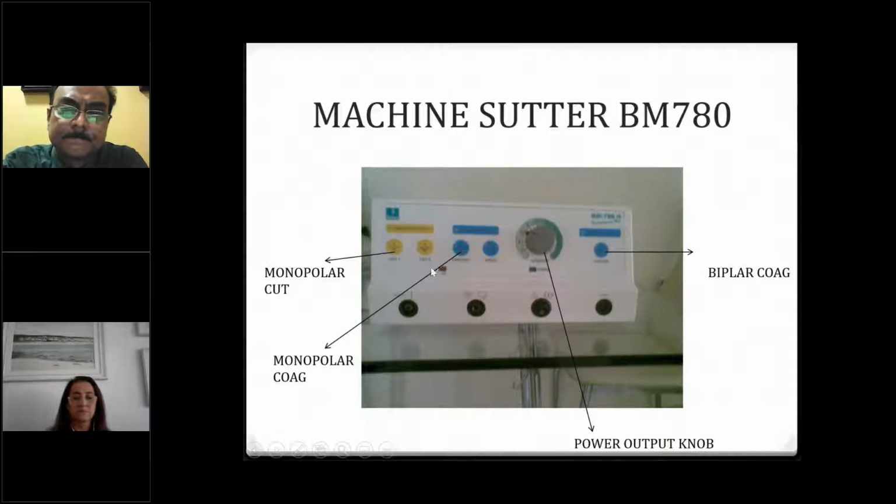The cutting modes and coagulation modes have their own functions with precision, and we will not go into much discussion of that. This is the on-off switch, which needs to be switched on in any case.